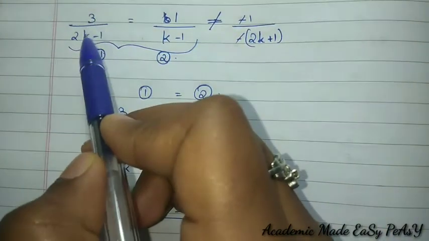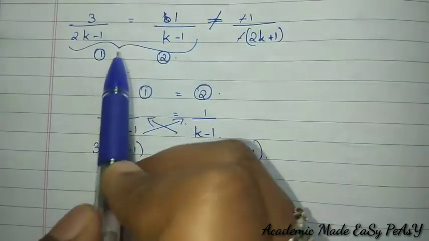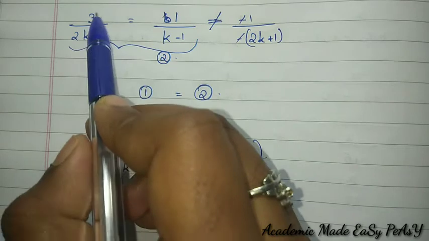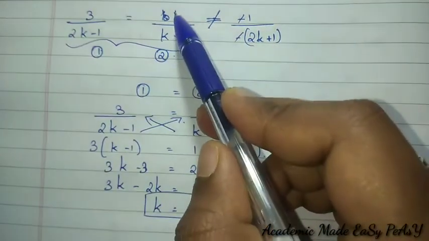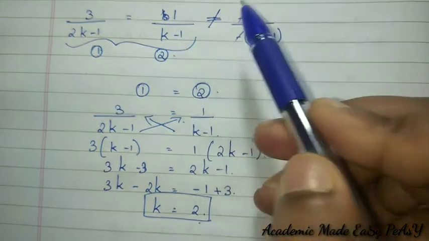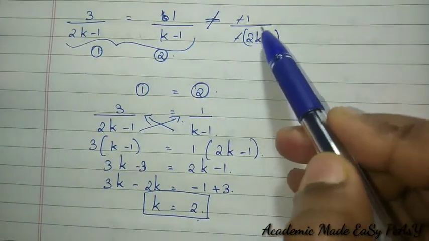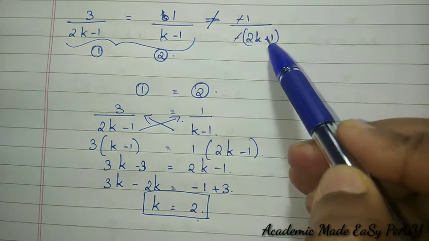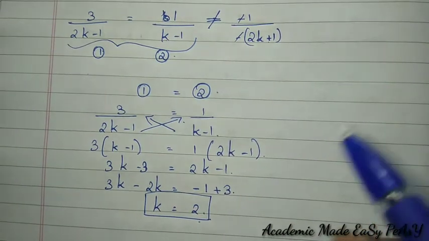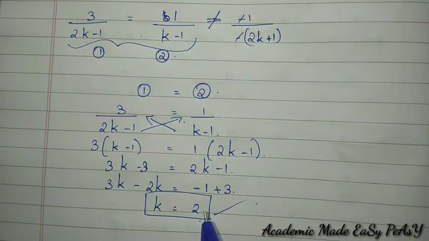So if we just substitute over here, it will be 3 divided by 2k minus 1. 2 into 2 is 4. 4 minus 1 is 3. So 3 by 3 it is 1. So here also 1 divided by k, which is 2. So 2 minus 1 is 1. So 1 by 1 is 1. And here it will be 1 divided by 2 times 2 is 4. 4 plus 1 is 5. So 1 by 5. 1 is not equal to 1 by 5. So therefore this is the correct answer and the k value should be 2 in order to have no solution for the given pair of linear equations.